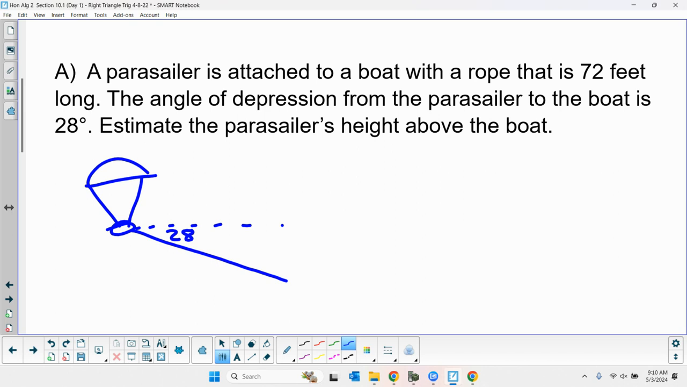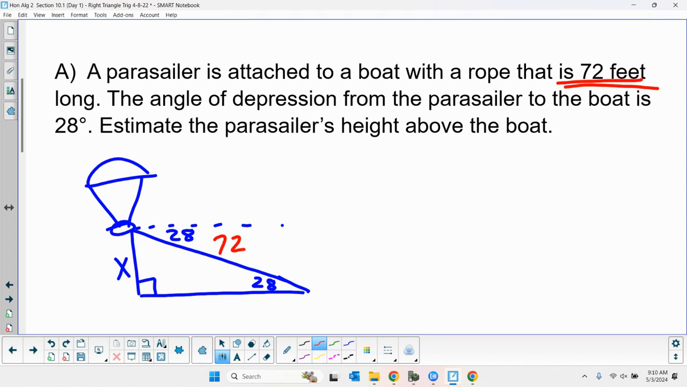What I like to do is still go like this. These are parallels. So, what do you know about these two angles? They're the same. So here's what I'm looking at. How long is my hypotenuse? 72 feet, right? That's the rope that the parasailer is attached to the boat. Isn't that what it said?